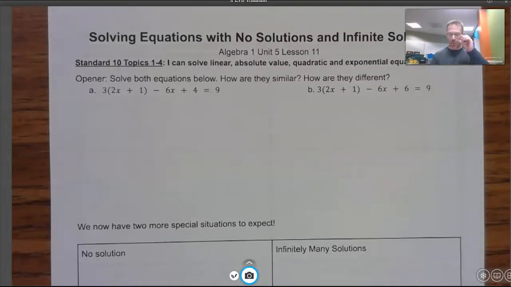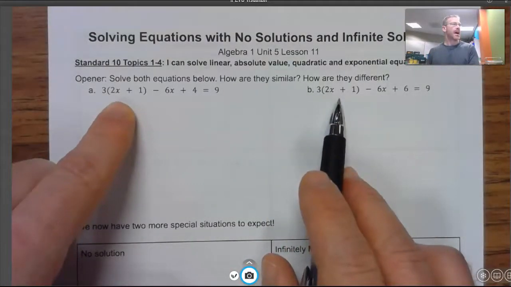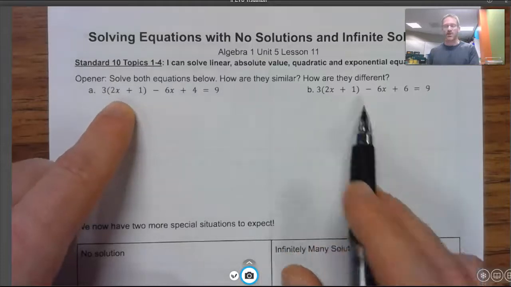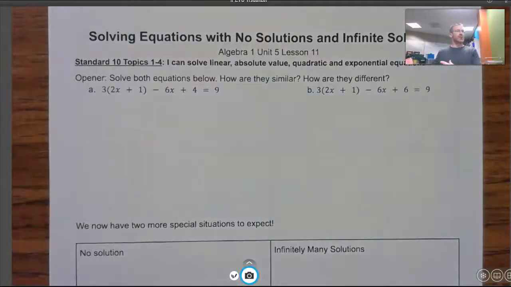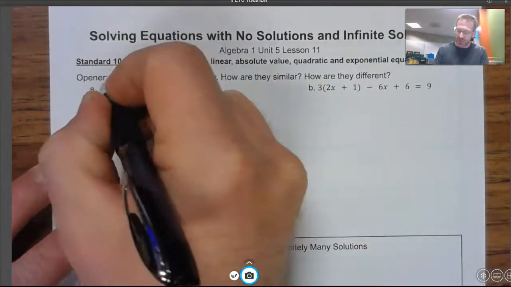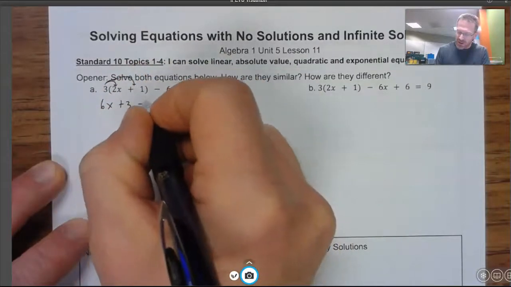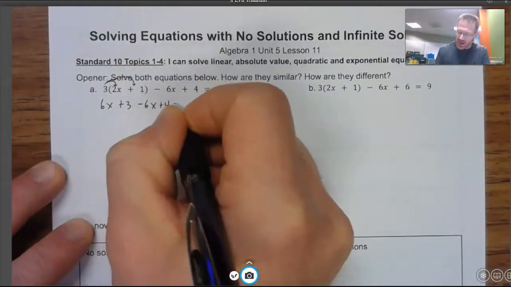All right, so I'm going to walk through this just to make sure you're good on all the steps. So how are they similar? Well, if I look at both problems, I have open parentheses, so I should be able to distribute into both sets of parentheses. So I'm going to do that. 3 times 2x is 6x, 3 times 1 is 3, and I'm going to bring down the rest of the problem. So minus 6x plus 4 equals 9.